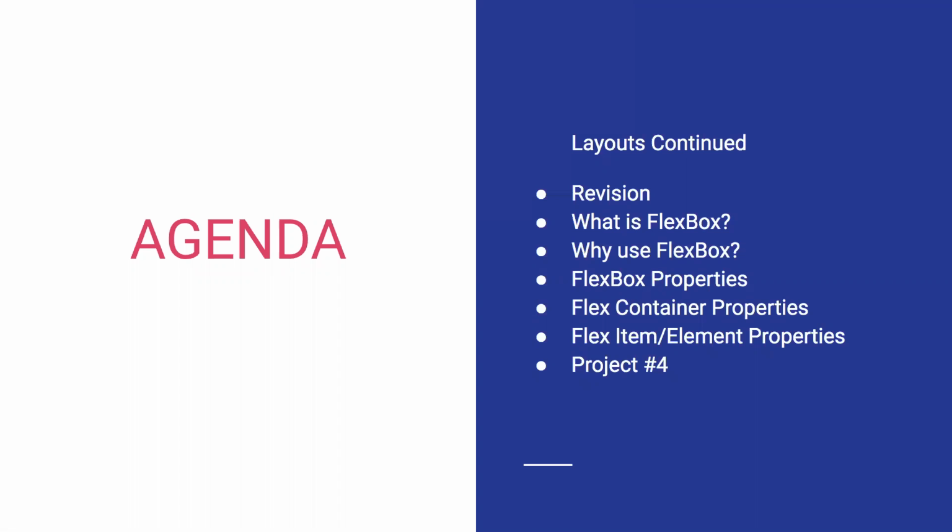All right. Before we start, like always, let's do a quick revision of what we went through the last class. Then we're going to look at what Flexbox is and why we should use Flexbox. Then we'll look at the different Flexbox properties, which are divided into two parts, container properties and item or element properties. So we're going to look at those categories individually.